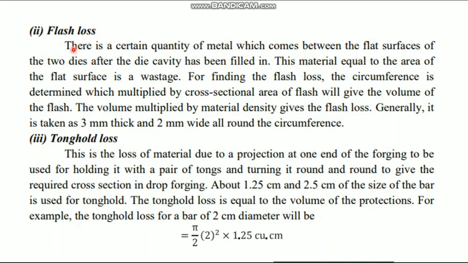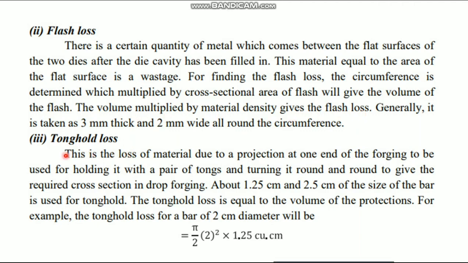Then flash loss. There is a certain quantity of metal which flows between the flat surfaces of the two dies after the die cavity has been filled. This material, equal to the area of the flat surface, is a wastage. For finding the flash loss, the circumference is determined, which multiplied by the cross-section area of flash gives the volume of flash. The volume multiplied by material density gives the loss.